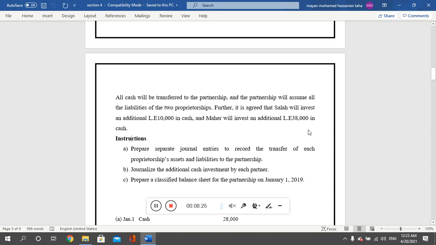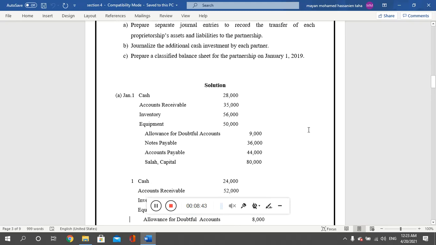Prepare separate journal entries to record the transfer of each proprietorship's assets and liabilities into the partnership. Number one, let's take Salah. Salah's cash will be transferred to the partnership, so the cash will increase in the debit side by $28,000, and this number from where?